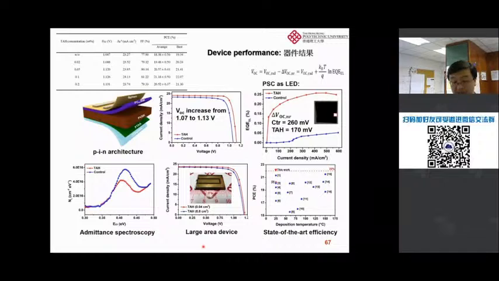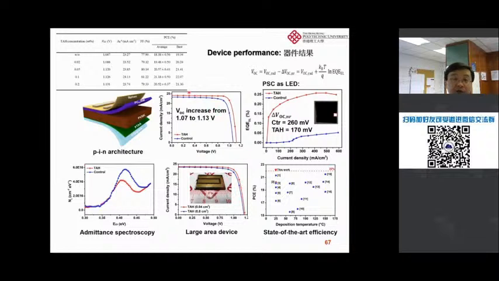With that, we're almost at the end. I want to mention that by using that one, we have improved the VOC, and we have a higher electroluminescence quantum efficiency, which corresponds to less non-radiative recombination, which are all good.